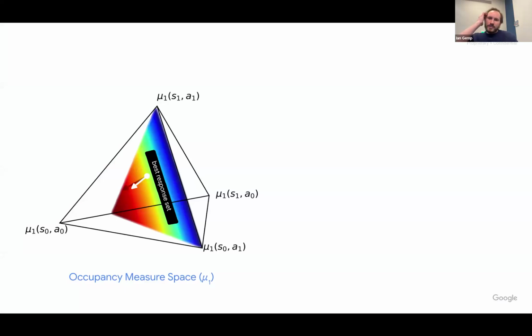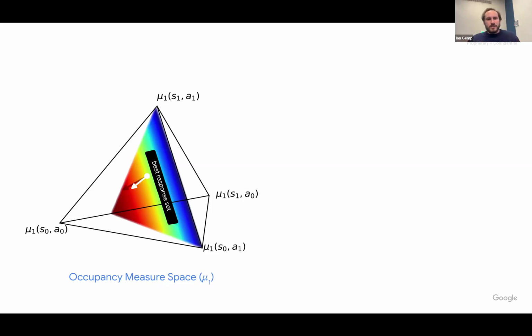Okay, so what I'm showing in this figure is the occupancy measure space for one player. This player has two joint states, S0 and S1, and two actions, A0 and A1. The rainbow triangle region is the feasible set for that player. Ignore the arrows for now. And the black region there is the best response set.